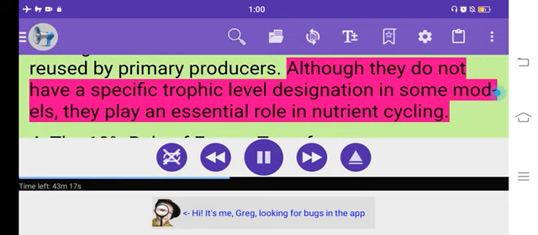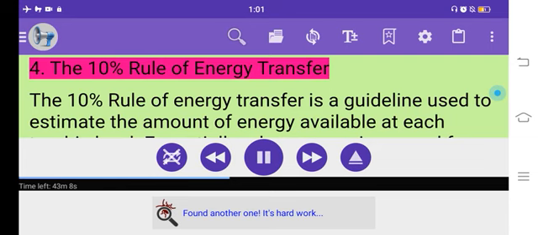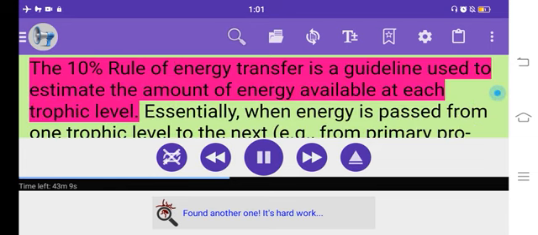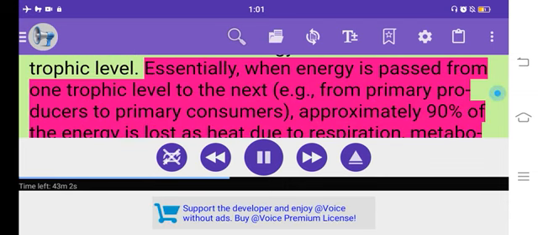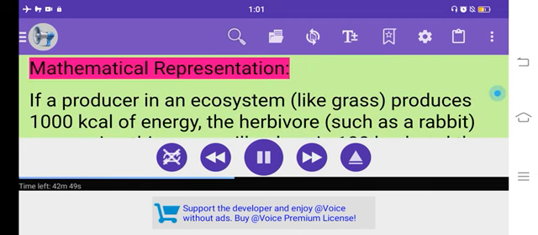Although they do not have a specific trophic level designation in some models, they play an essential role in nutrient cycling. 4. The 10% rule of energy transfer. The 10% rule of energy transfer is a guideline used to estimate the amount of energy available at each trophic level. Essentially, when energy is passed from one trophic level to the next, e.g., from primary producers to primary consumers, approximately 90% of the energy is lost as heat due to respiration, metabolism, or waste production, and only 10% is passed on. Mathematical representation.